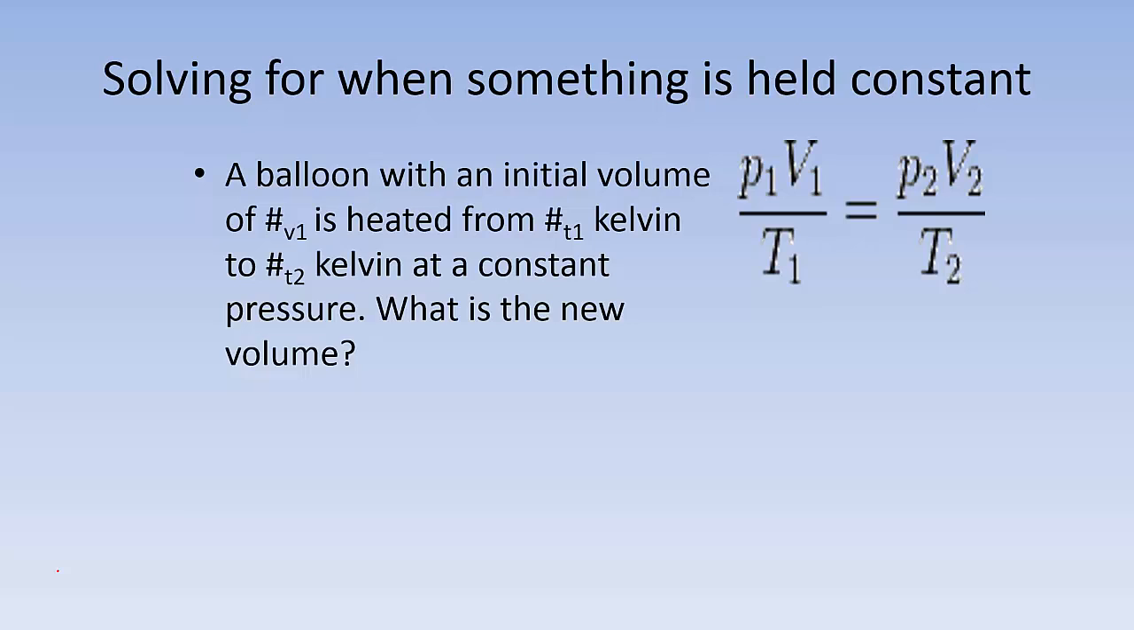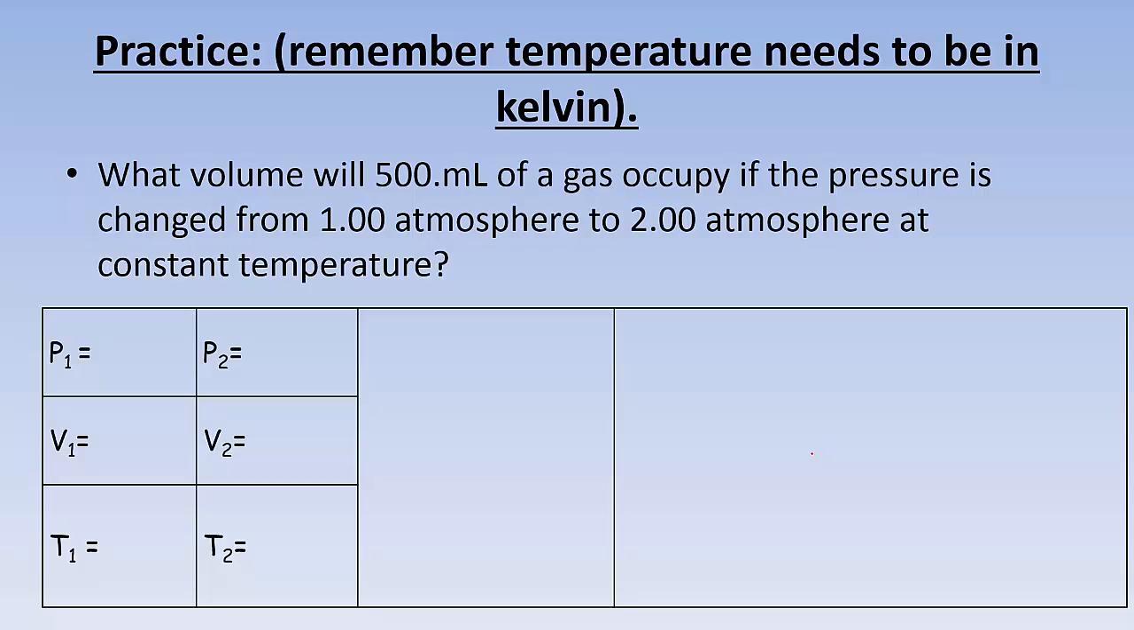All right, so let's look at another example. It says a balloon with an initial volume of V1 is heated from T1 Kelvin to T2 Kelvin at a constant pressure. What is the new volume? All right, well, if pressure is constant, P1 equals P2, so it drops out. So what equation are you left with? V1 over T1 equals V2 over T2. So now you have a simplified version of this equation. So let's look at some problems with actually some math.